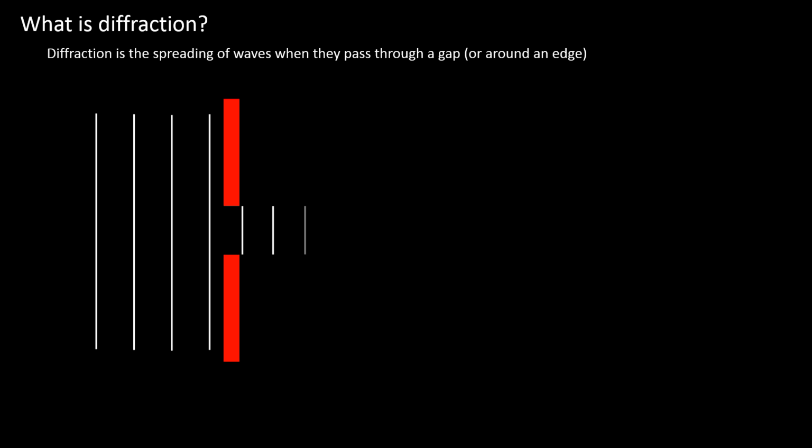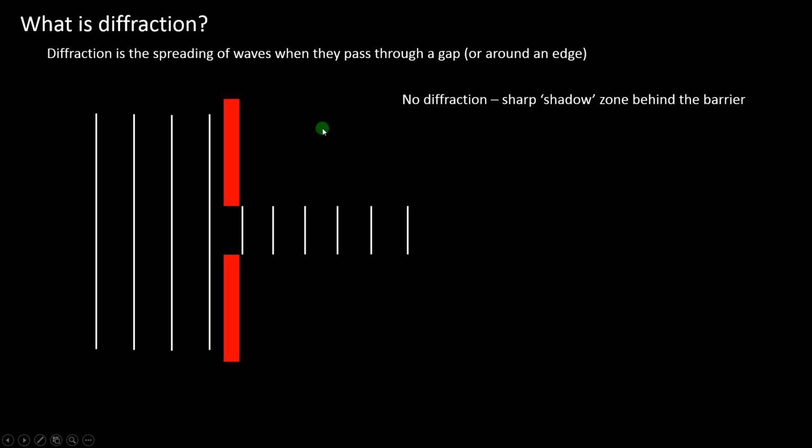So the red object there is just a barrier, and what you can see is the wave progressing through the gap, and this is what we'd expect if we didn't have diffraction. That the wave is absorbed at the barrier or possibly reflected back, and that all we get on the other side is the wave where the gap is just continues on. So we get this kind of sharp shadow zone region behind the barriers. But that's not what actually happens in most cases.